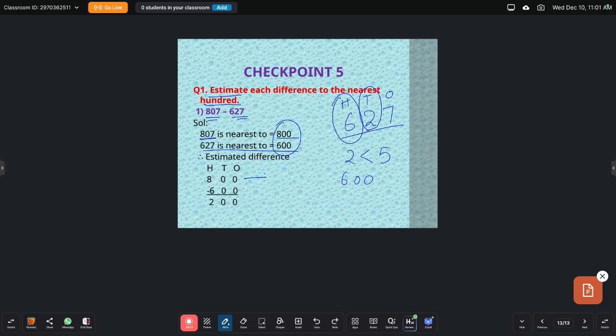We have the manuend 800. And we have the subtrahend 600. So 800 minus 600. So here, look here. For you, I will subtract from one's column. So here we have 0 minus 0 is 0. 0 minus 0 is again 0. 8 minus 6 is 2. So this 200 is the estimated difference. What is this? It is the estimated difference. The other part, boys, you will do yourself.